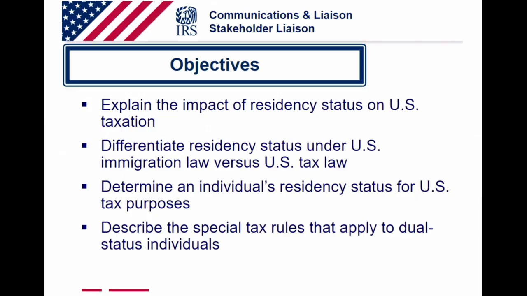Residency concepts under U.S. tax law and U.S. immigration law overlap but are not synonymous. Under U.S. immigration law, individuals are classified as U.S. citizens or nationals, immigrants, meaning lawful permanent residents, non-immigrants, and undocumented individuals. United States Citizenship and Immigration Services, which we will also refer to as USCIS throughout today's webinar, is the federal agency that oversees lawful immigration to the United States.